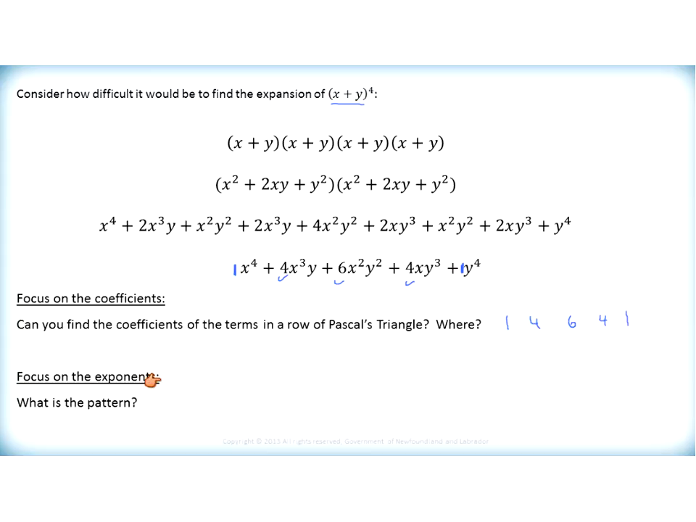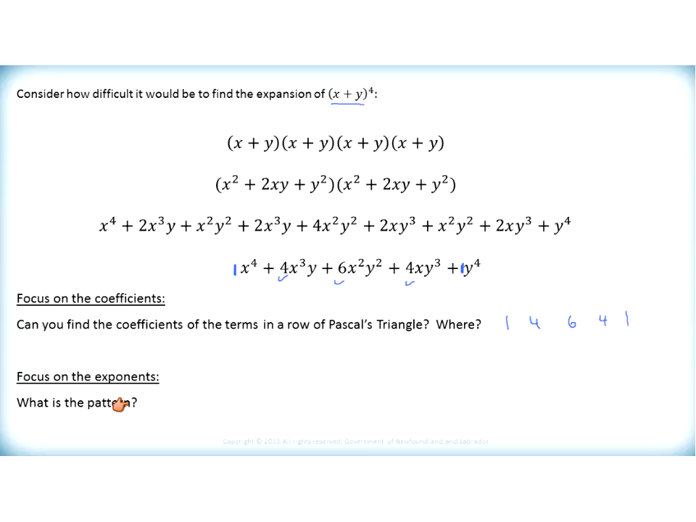If you were to focus on the exponents, is there a pattern in the exponents? And if you look closely, there is. We have an x to the power of 4, an x to the power of 3, an x to the power of 2, an x to the power of 1, and I suppose an x to the power of 0. So the powers of x continuously decrease, starting with x to the power of 4. What about the powers of y? I got a y to the 1, a y to the 2, a y to the 3, and a y to the 4. And if you think about it, I guess a y to the 0 can also fall into this location here. So I start with y to the 0, which of course is 1, y to the 1, y to the 2, y to the 3, y to the 4.